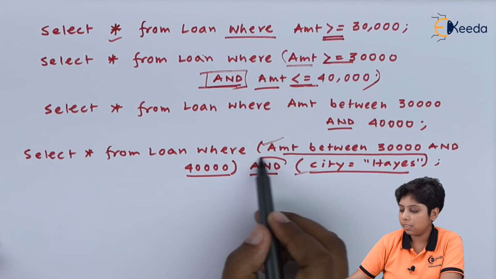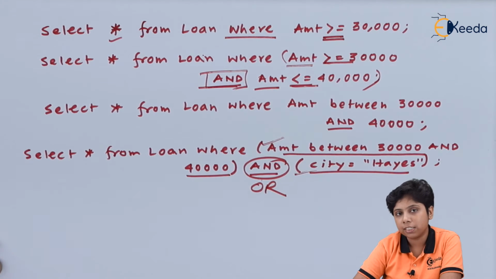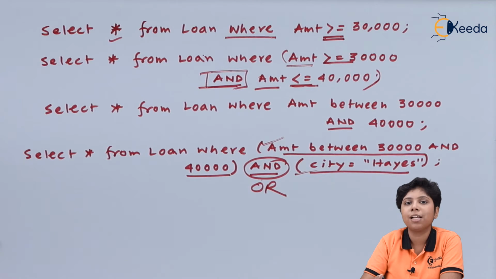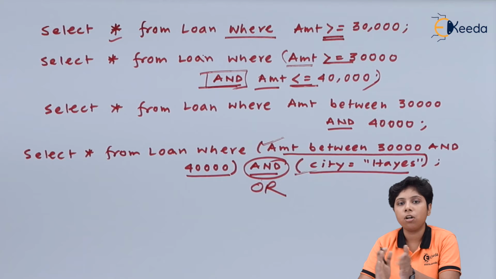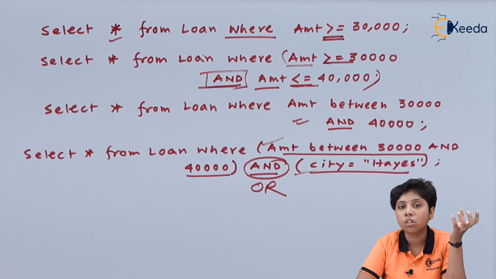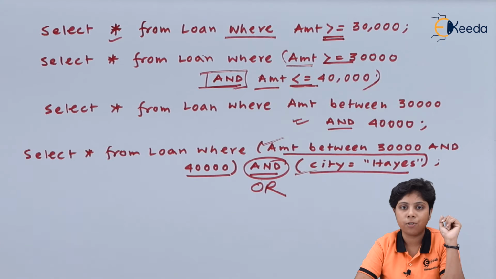So we can replace this AND with an OR so that we get all the results if the customer is staying in Hayes or the customer has an amount greater than 30,000 but less than 40,000. So it will actually join all the operations, while the AND version takes an intersection, or common value, that depends on both Hayes and the amount between 30,000 and 40,000.